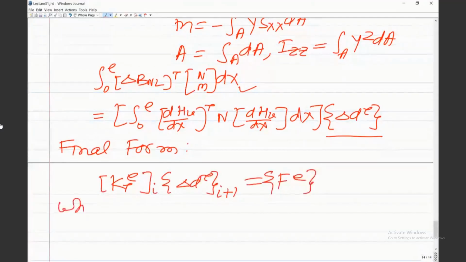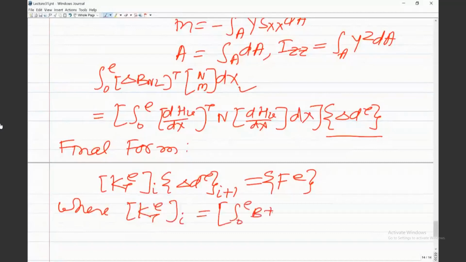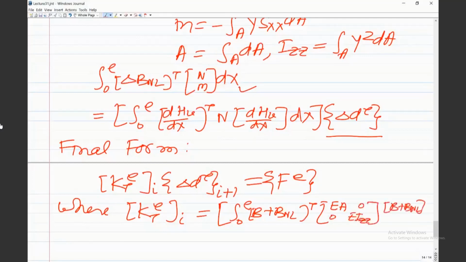Now if you look at this, KTE is basically equal to integration 0 to L B plus BNL transpose, and then we have this 2 by 2 matrix EA 0 0 EIZZ, and then we have B plus BNL into dx, and this whole thing evaluated at previous iteration, plus the geometric stiffness matrix part, which is integral 0 to L, and then we have this dHV by dx transpose into N, and dHV by dx.